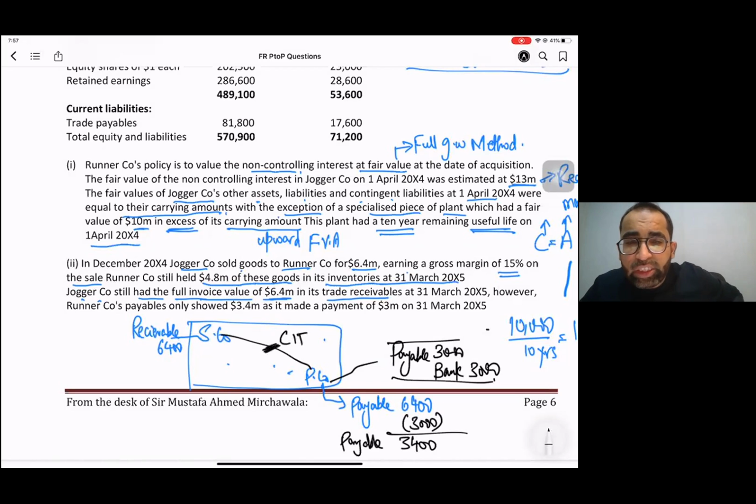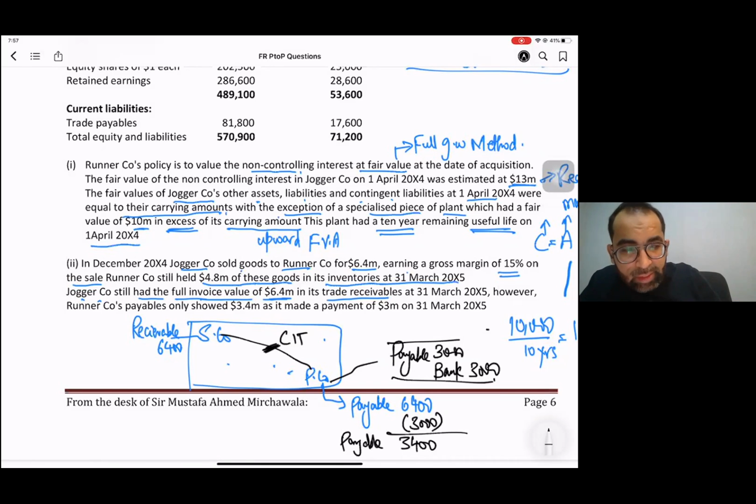CIT, cash in transit. This cash has not reached S company by the year end. So that's why the receivable and payables are not aligned. This is the picture given in the question, you can read.